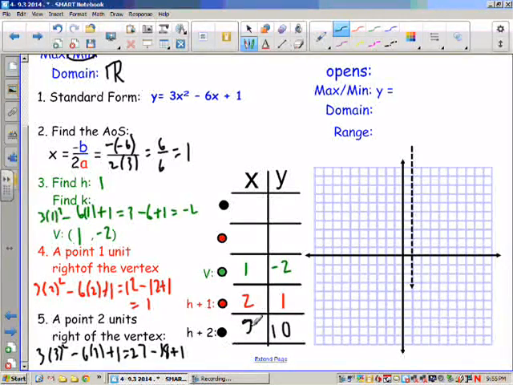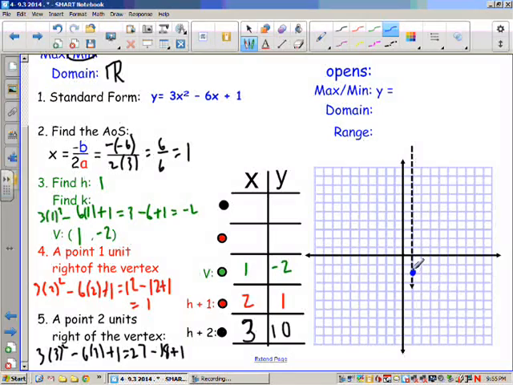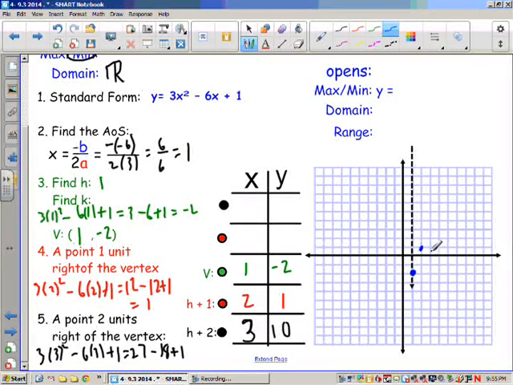So we have some points here we can plot. I'll use blue for that. 1, negative 2. So as we would expect, right on the axis of symmetry. 2, 1, and then 3, 10. Scale is up to 10. Okay, so we're done with the first 5 steps. Now we're going to reflect across.